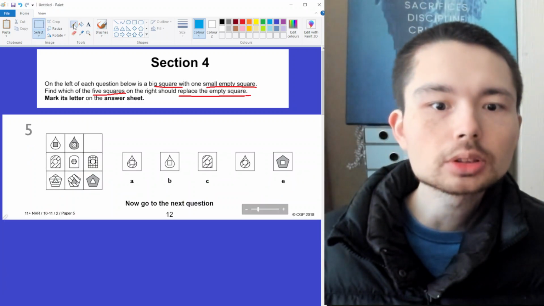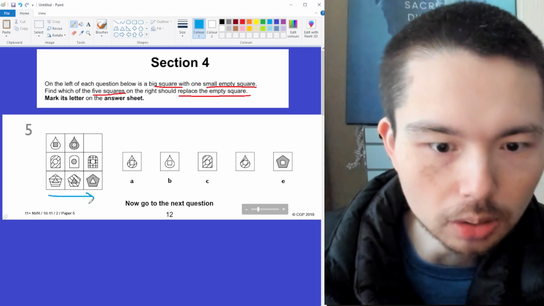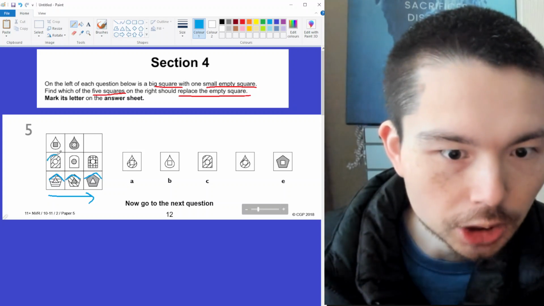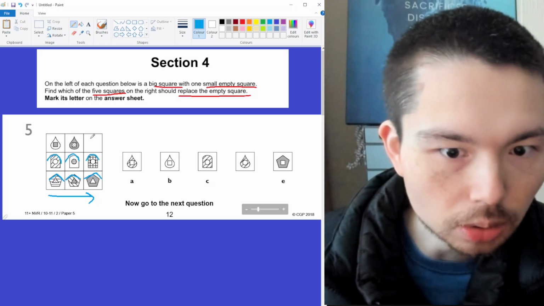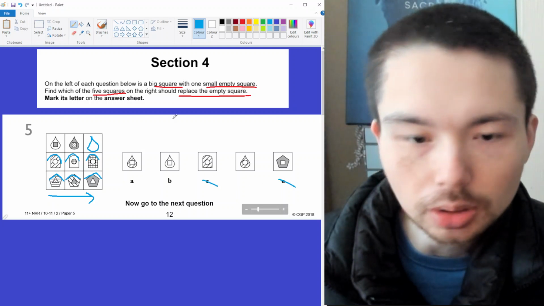Question 5. Let's go across. Can you see the top row doesn't have everything? So maybe we look at the bottom row to help us. Pentagon, pentagon, pentagon. Shield, shield, shield. So it's got to be a raindrop. Hey, we're so close to the answer.